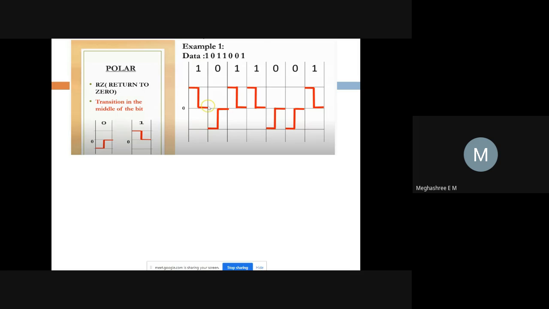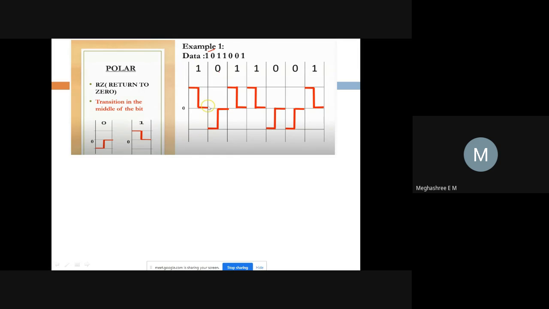So let's start solving this problem. Consider the given digital data, 1011001. What is the first bit? It is 1. So 1 means you have to start from the positive side. How do you write it? The direct way of writing Z. You start from the positive side, make a transition in the middle of the bit and end it here. The direct way of writing Z.